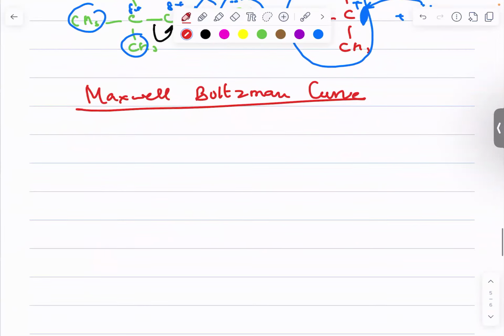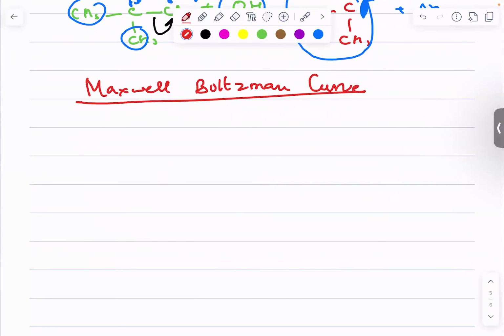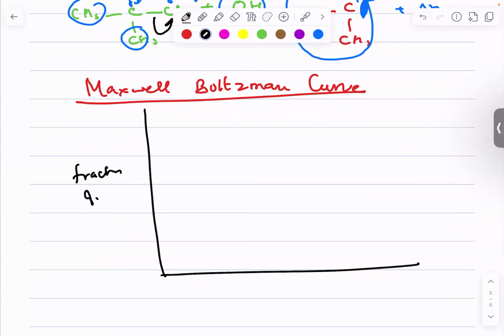All right, fine. Okay, I'll simply tell you within 2-3 minutes whatever I can tell you about the Maxwell-Boltzmann distribution curve. This is the Maxwell-Boltzmann distribution curve. That is fraction of molecules with given energy, and this is the molecular energy.